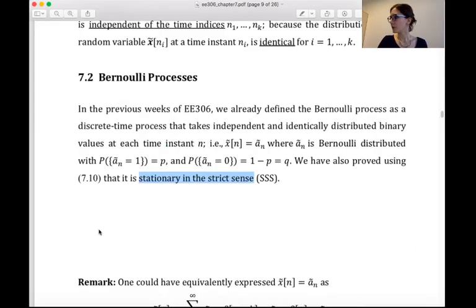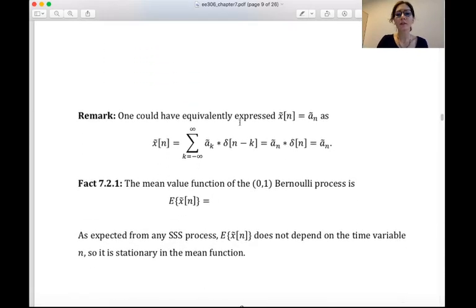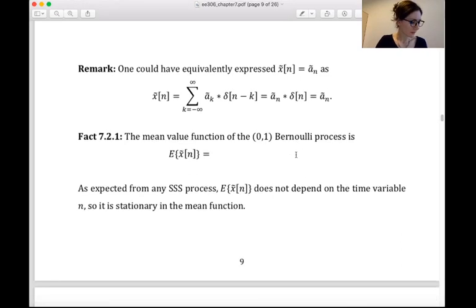You can equivalently write down a Bernoulli process in terms of a convolution expression. You could say that the whole process is obtained by convolving these samples, considered as a signal, with the function delta n. Never mind about this if you find this confusing.